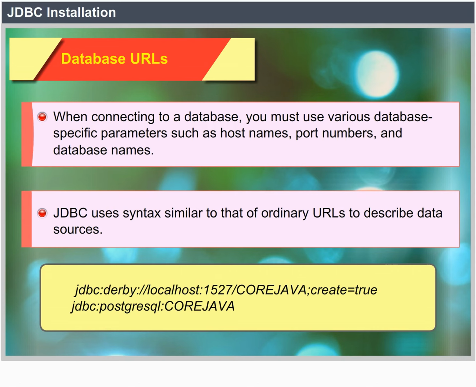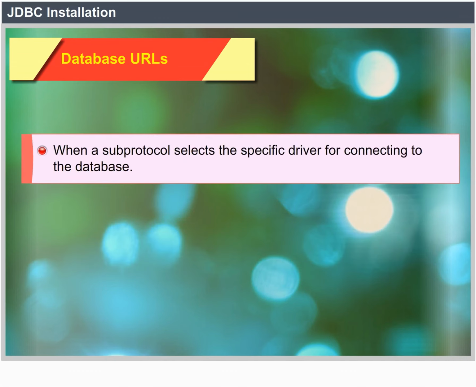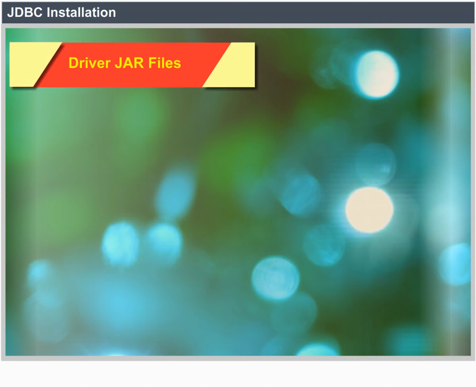jdbc:derby://localhost:1527/coreJava;create=true. jdbc:postgresql:coreJava. The general syntax is jdbc:subprotocol:other stuff. The subprotocol selects a specific driver for connecting to the database. The format for the other stuff parameter depends on the subprotocol used. Driver JAR files.